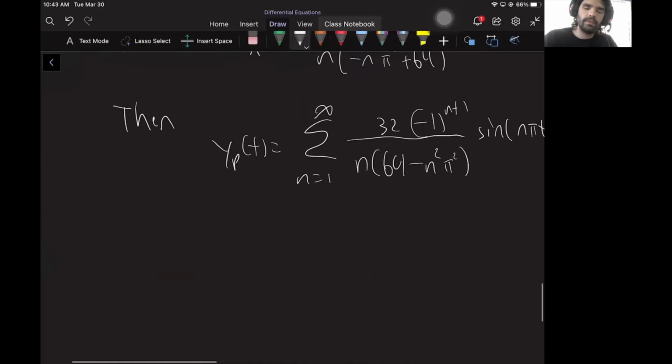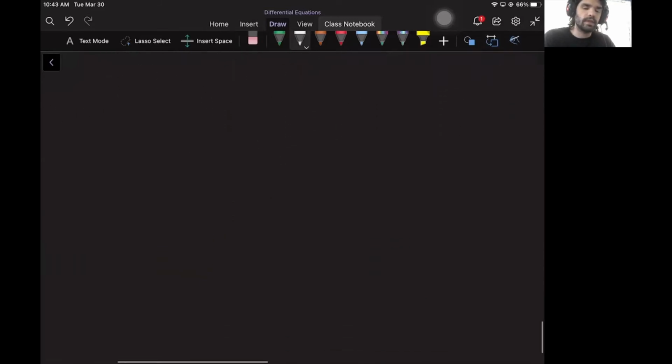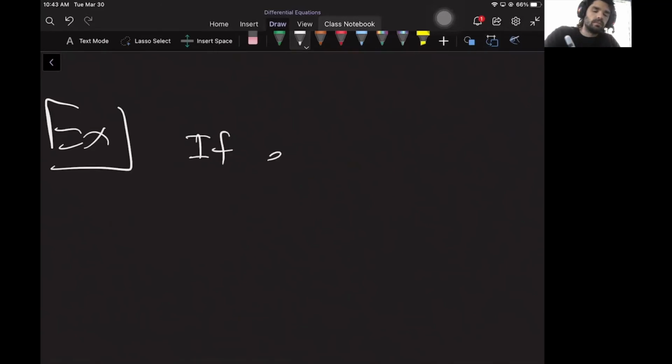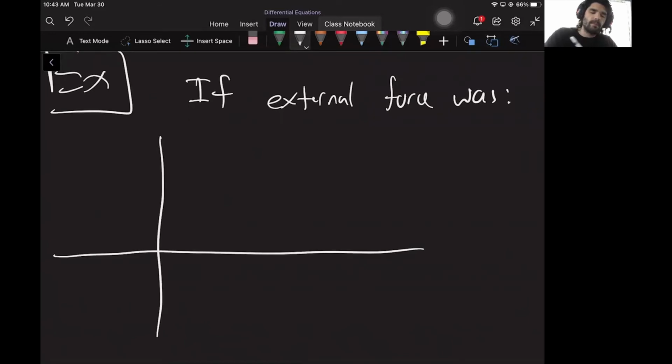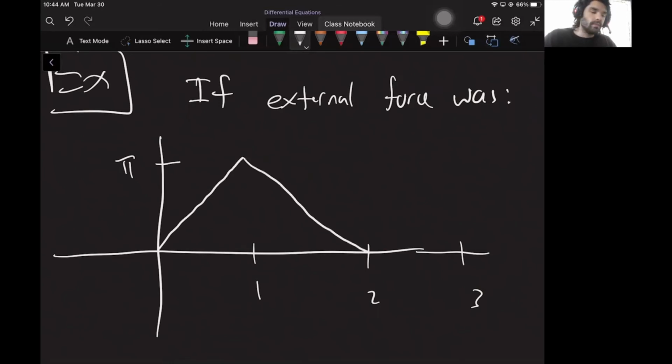Actually, first let me do one more example. We'll come back to that. That's going to be graphed for us in a second. Okay, so before that, let's just think about if the external force was different. Same type of spring problem, but what if the external force looked like this instead? So it's a machine that sort of punches and then unpunches, I guess, like this.